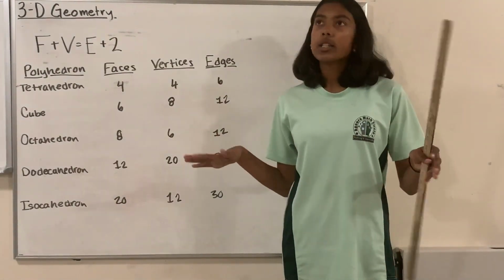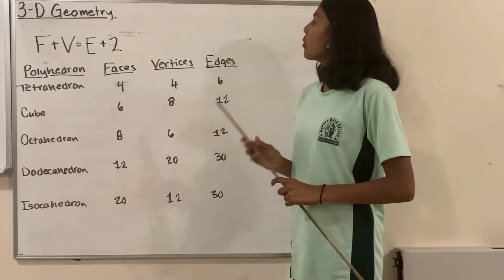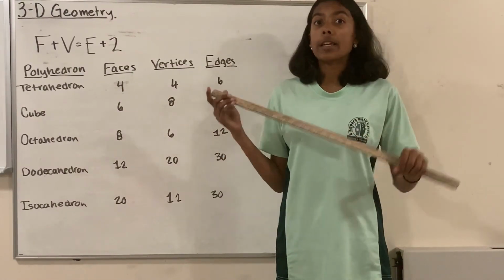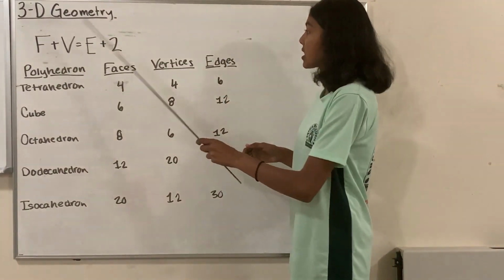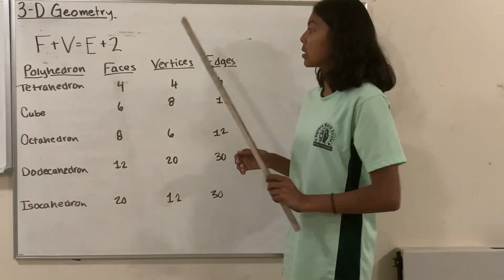So now let's move on to more 3D geometry. There is a rule for all polyhedrons that the number of faces plus vertices is equal to the number of edges plus 2.